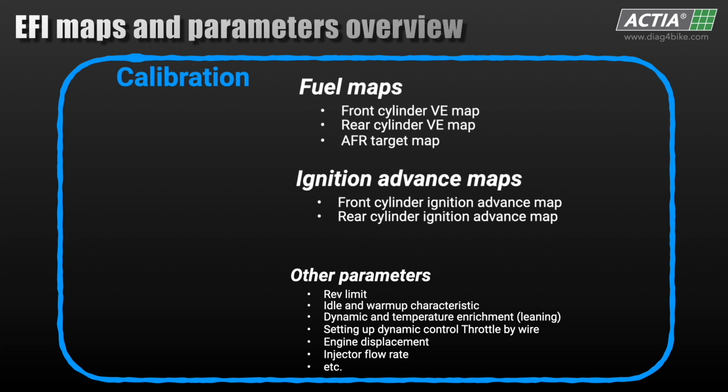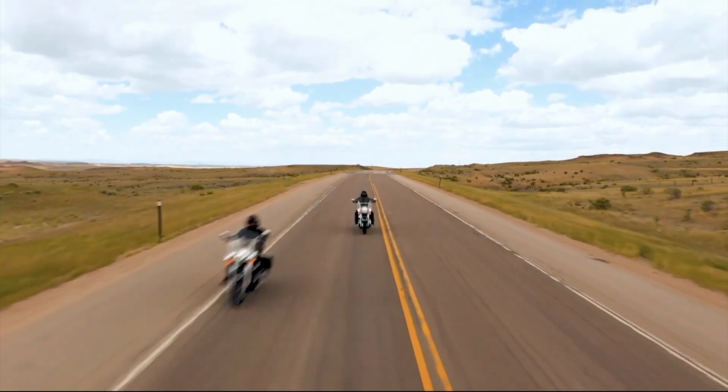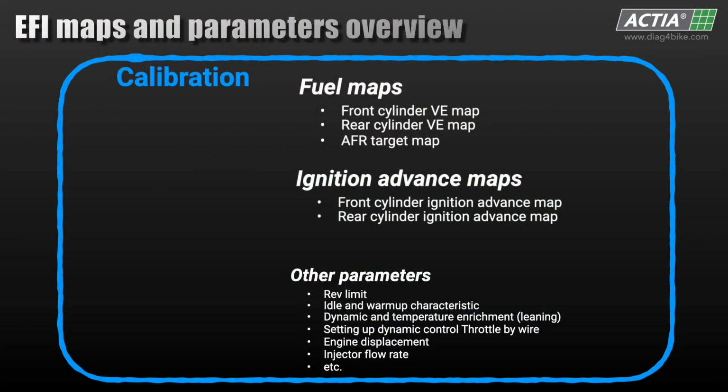If the engine is used on a territory where fuel with a lower octane rating is available, often in connection with high ambient temperatures, combustion in the engine cylinders may be detonative. The solution to this problem is careful reduction of the ignition advance in the problematic areas of the map.